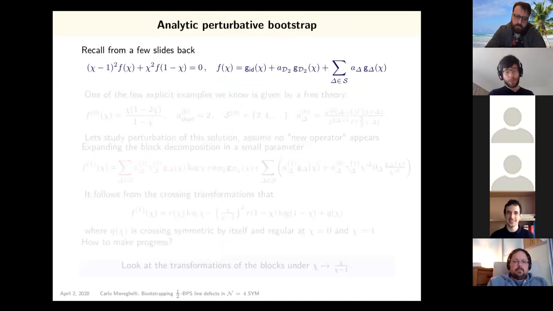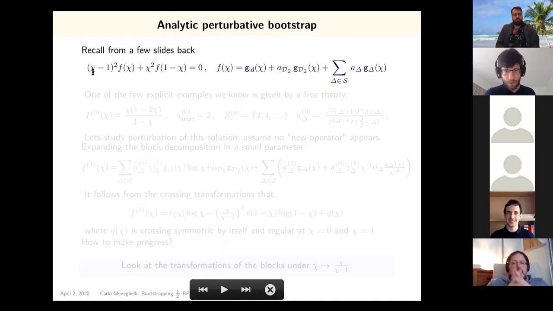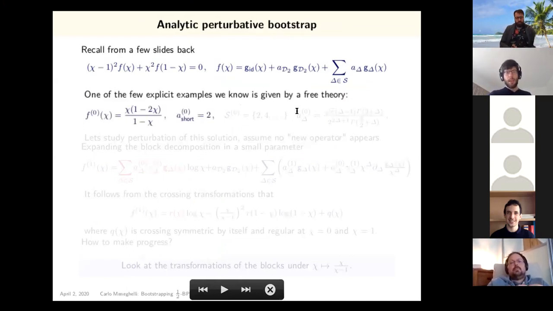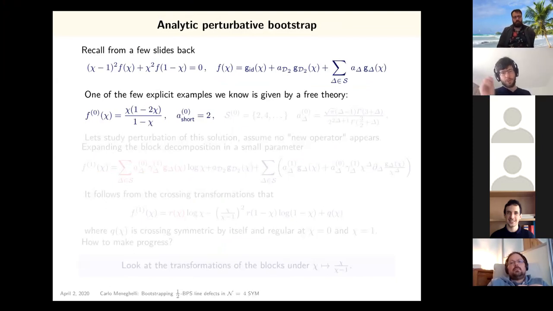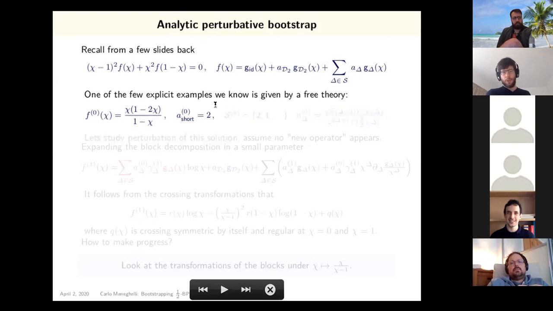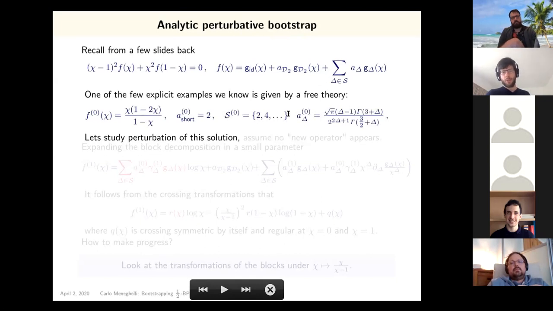So let me go to the analytic very quickly. I wrote again the crossing equation and the conformal block decomposition. And the theory, the red dot in the previous slide, just corresponds to a free theory where F0 has this very simple form. Zero because it's the unperturbed theory we're going to perturb momentarily. This is the short OPE coefficient here. This is the spectrum, just delta is 2, 4, 6, 8, which you think about as the derivative to the power times phi, these operators. And then these are the OPE coefficients here.